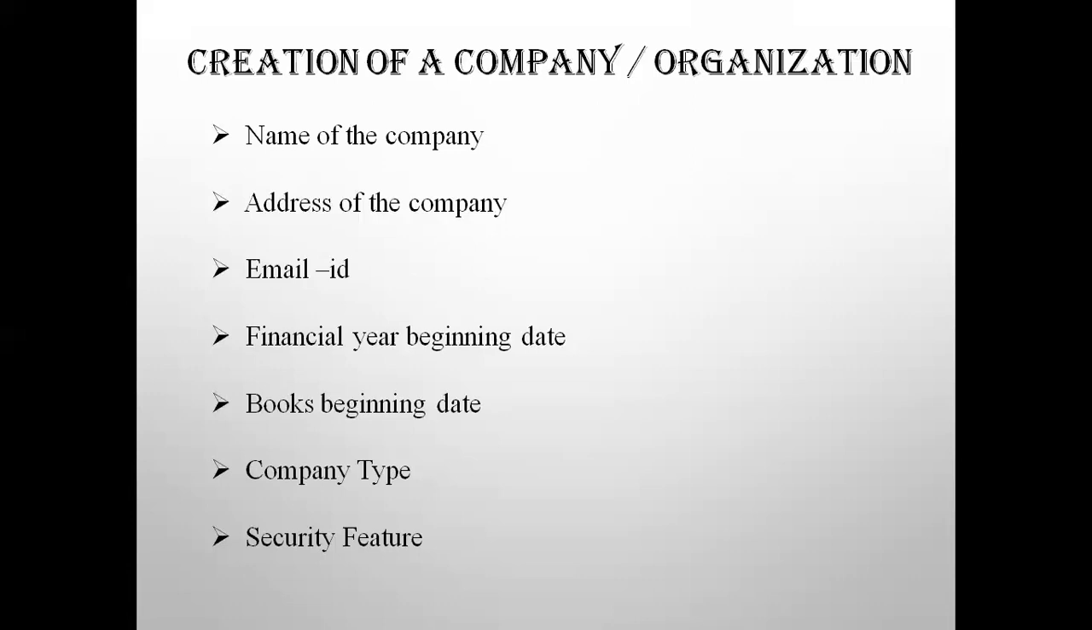Books beginning date, that will be the date of beginning of the books. Here you can enter the same date, 1st April, or any date later. Next is the company type. Here there are two options for selection. You can select either profit making or not for profit organization. So among these two, you have to select either one.